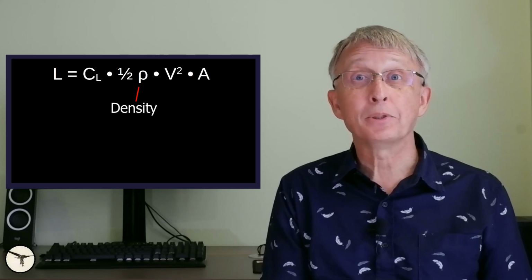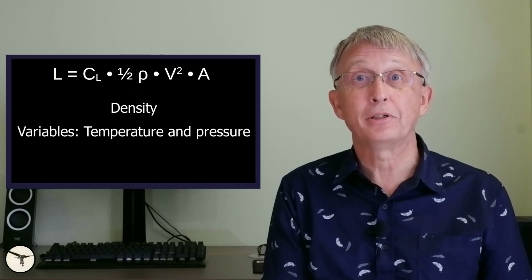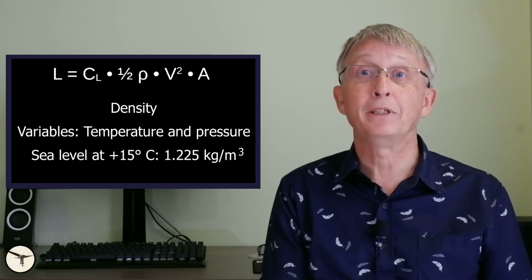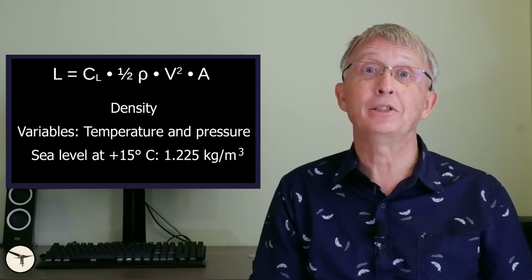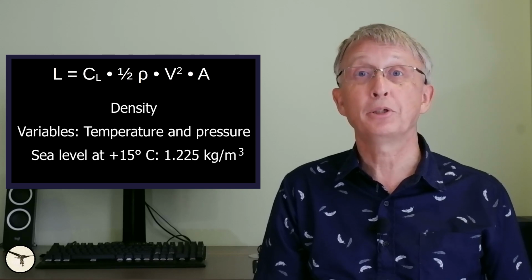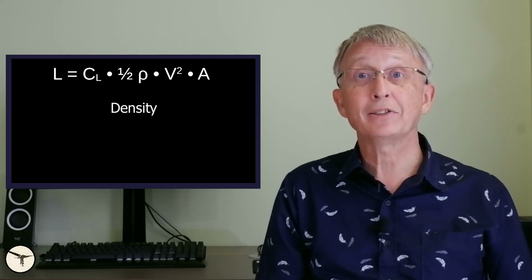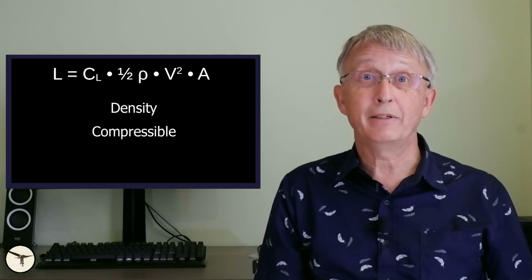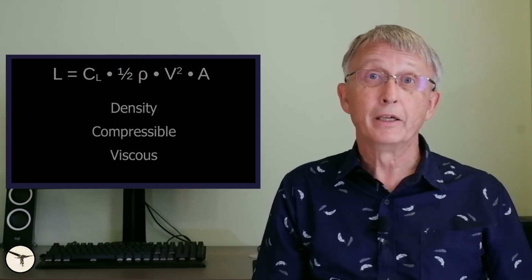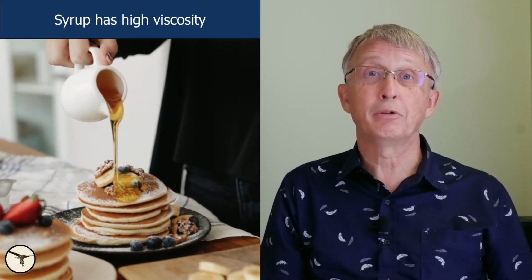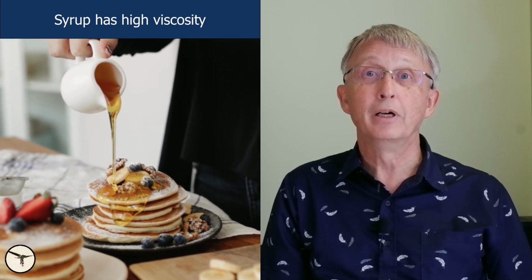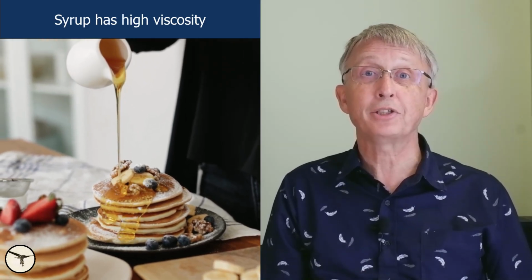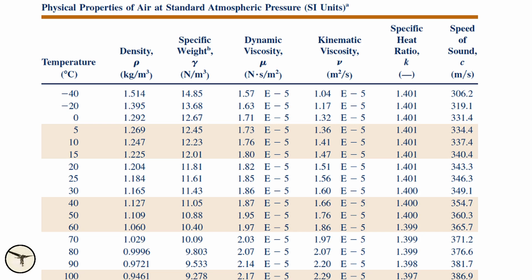The density of the atmosphere depends on the temperature and pressure. At sea level at plus 15 degrees Celsius, the density is 1.225 kilograms per cubic meter. Like all gases, air is compressible. A lesser-known property of air is that it is viscous. Viscosity is the measure of a fluid's resistance to flow and describes the internal friction of a moving fluid. Air has low viscosity, but it is important for lift.